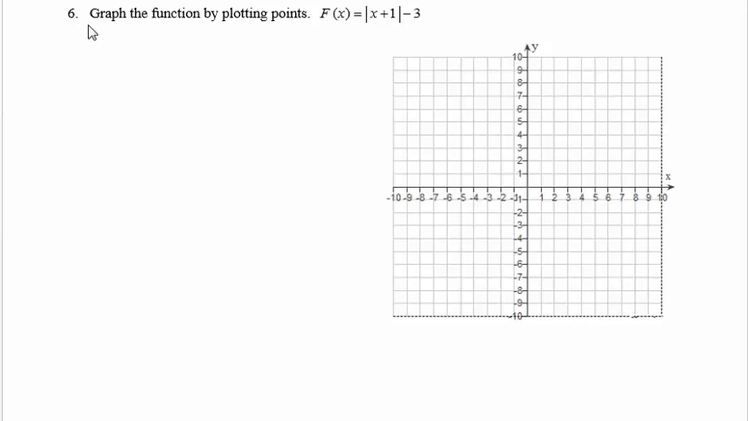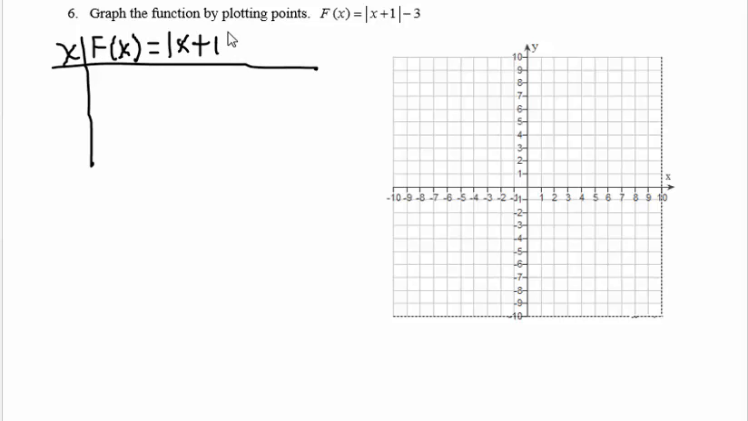Okay, now I want to graph this function by plotting. One of the things I need to know is since this function involves absolute value, it's going to have a V-like shape. That's the shape of the function which equals the absolute value of x. Ours is going to look a little different because of the plus 1 and the minus 3.